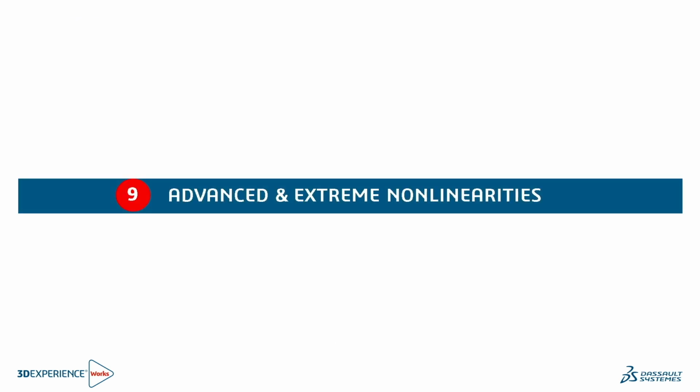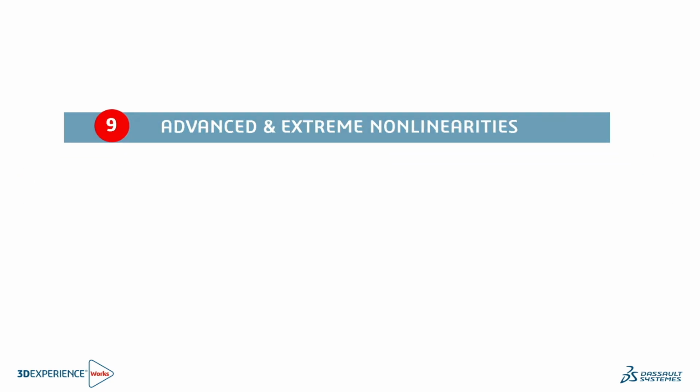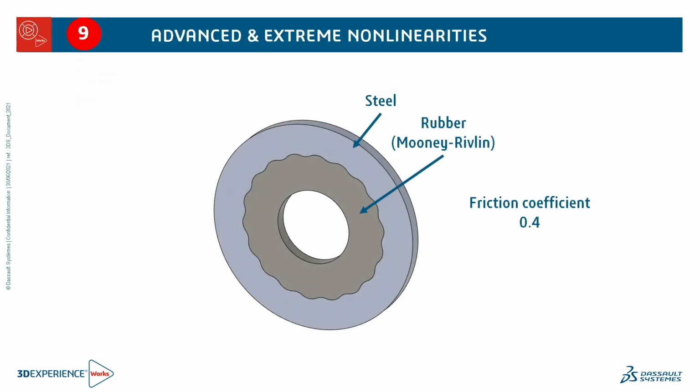Okay, so this last section is going to be sort of advanced things and extreme nonlinearities. We've talked about general contact and how we can use that to easily define the contact in a large assembly with large relative motion. But defining contact and setting up the model is only one part of the battle. The main problem usually is in solving these complex problems.